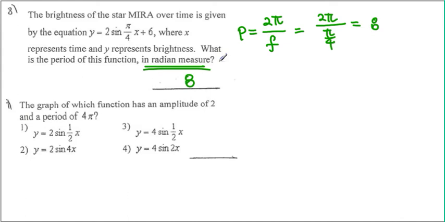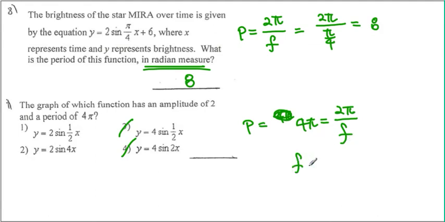Now, amplitude of 2, so therefore 3 and 4 are out. Period of 4 pi. So once again, period of 4 pi is equal to 4 pi. That means 2 pi over f has to be equal to 4 pi. Now, you can realize that f has to be 0.5 or 1/2 in order for this one to happen. That means f is in fact the coefficient of x, so choice 1 will become our answer.